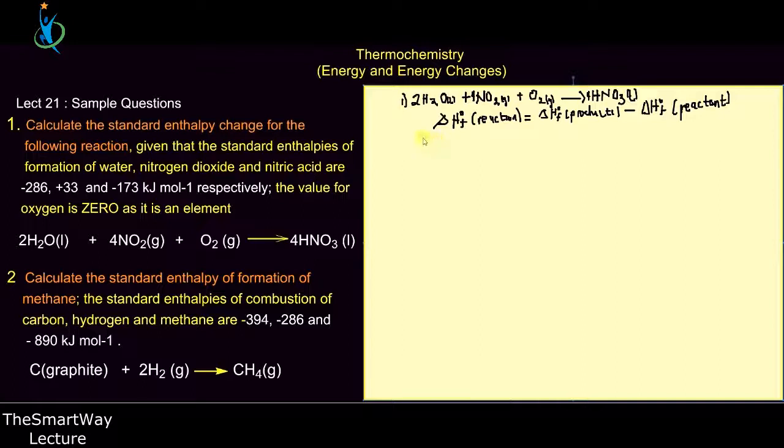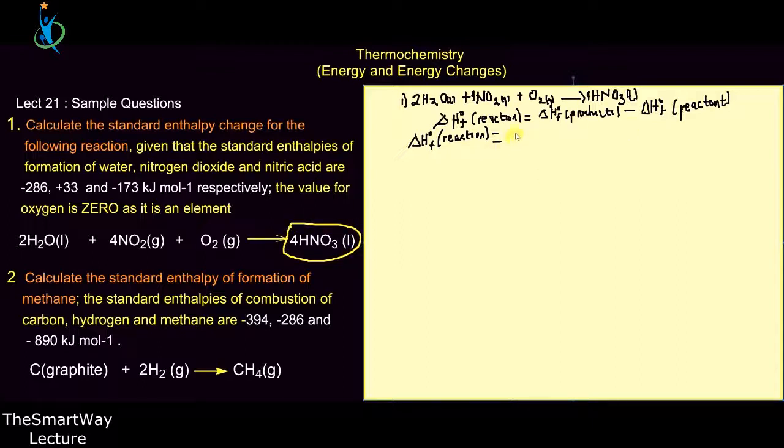Very simple. To do that, we have to identify our reactants and then the product. For the standard enthalpy of the reaction, we have to identify the reactants and the product. Here we have one product.